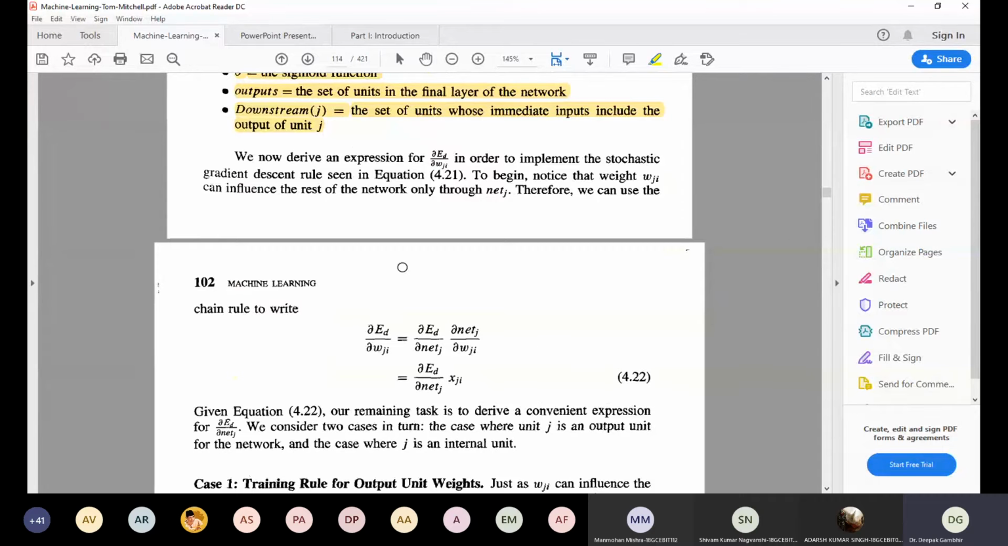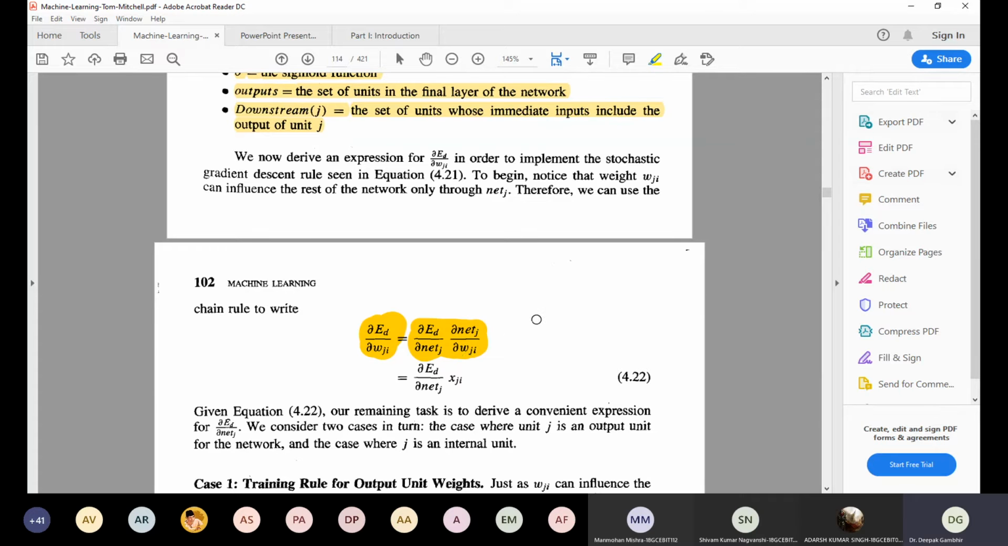So our target is to compute the partial derivative of E, that is the error, with respect to weights. Directly it is not possible to compute, so we will use the chain rule. In the chain rule, the partial derivative of E would result in the sum of the partial derivative of E_d with respect to net_j, and the partial derivative of net_j with respect to weight w_ji.